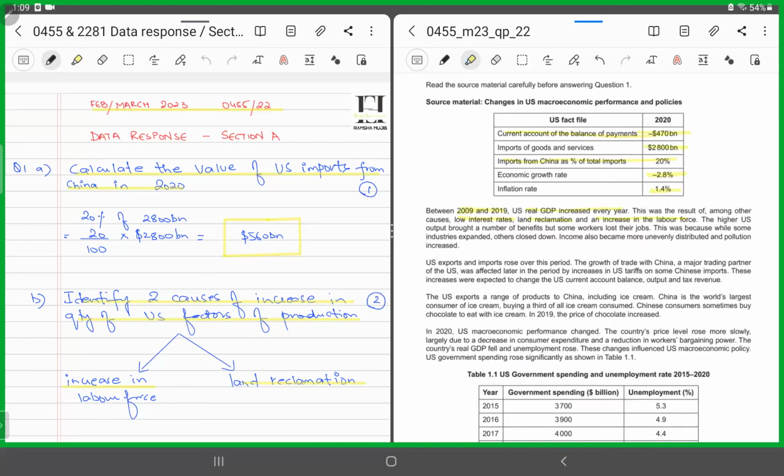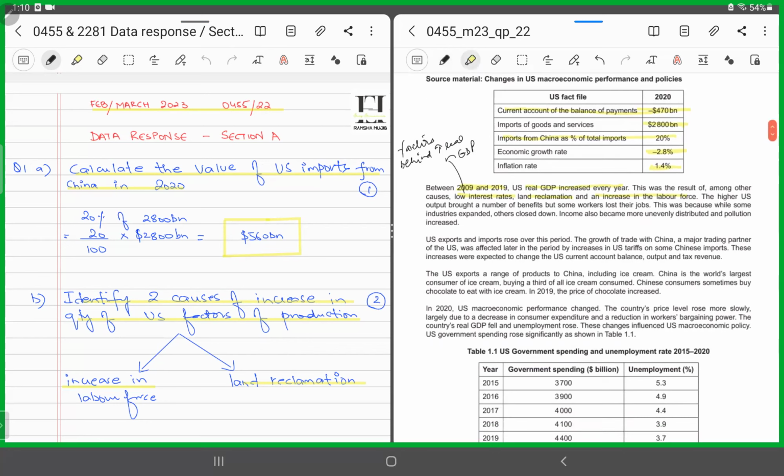All right. So these are the factors behind growth in real GDP. All right.